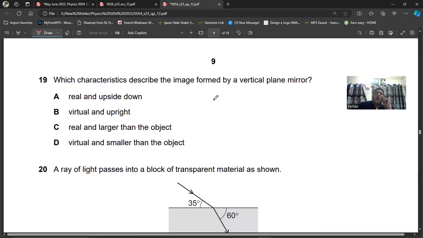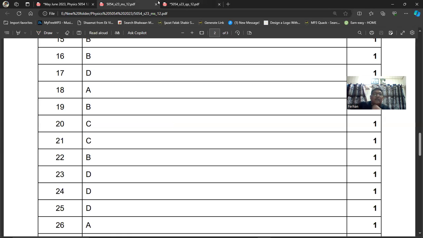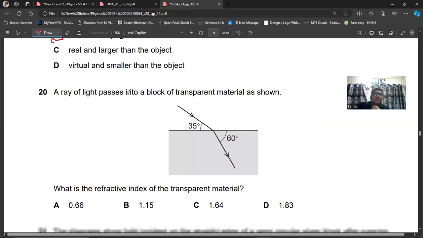Question number 19, which characteristic describes the image formed by a vertical plane mirror? The image formed in a vertical plane mirror is virtual, it is upright, and it has the same size as that of the object. Its distance from the mirror is equal to the distance of the object from the mirror. So I think B is the right answer, sir. The rest of the answers are wrong. So question number 19, B is the right option, sir.